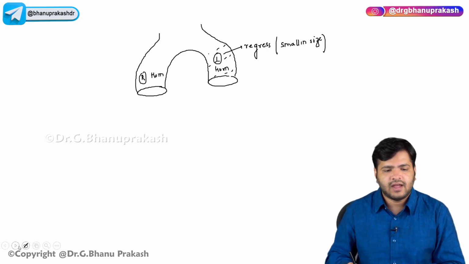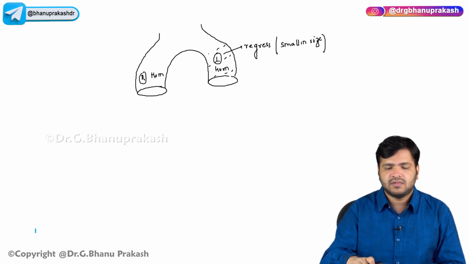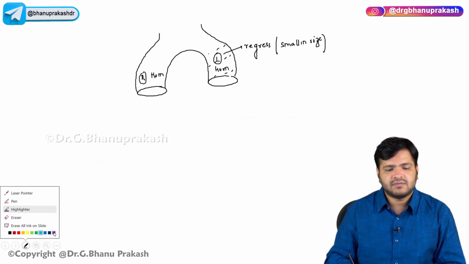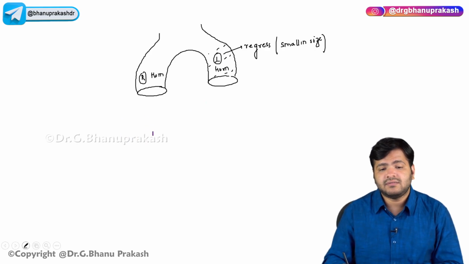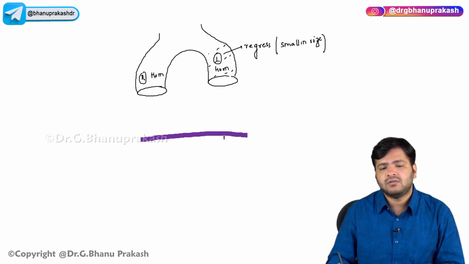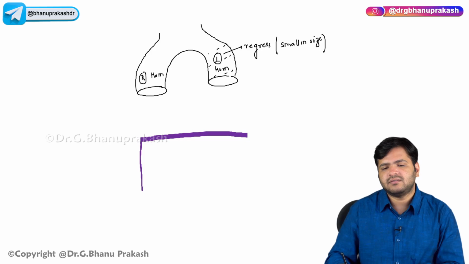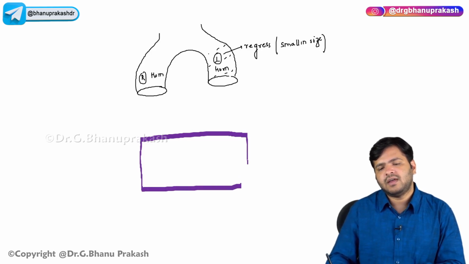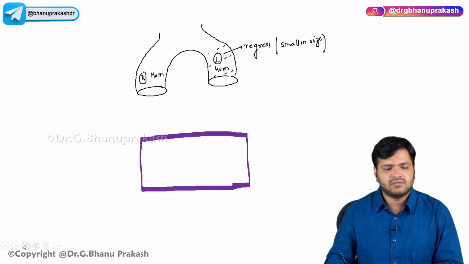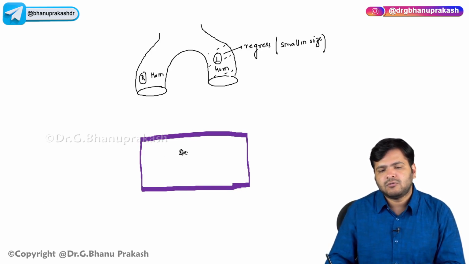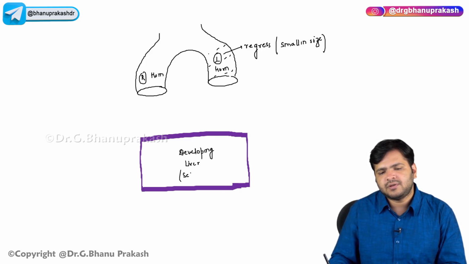And we already know we have this developing septum transversum over here, right? Let us just try to highlight this simply. We have this developing liver over here. So let us suppose this is the developing liver, from the septum transversum.